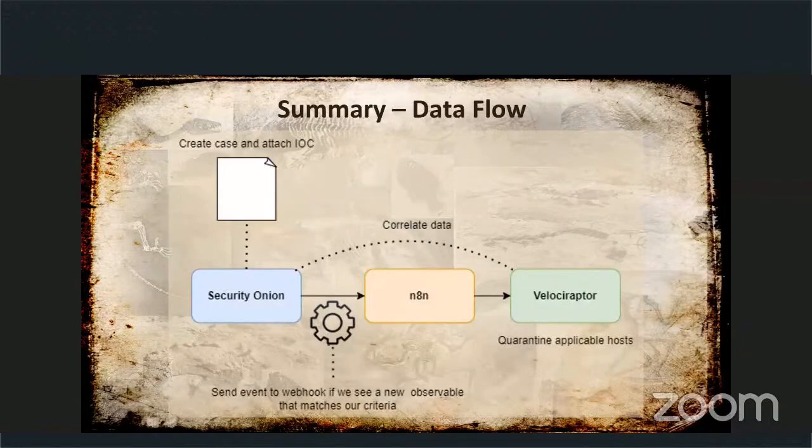Yes, I do. So here's the summary, again just a summary of the data flow. In the example, we created that case and attached the IOC. Then ElastAlert, along with Security Onion, was checking for those indicators or observables, and hands that off to n8n, which in turn hands it off to the correct Velociraptor hunt. Again, it's completely automatable from the Velociraptor perspective, but hopefully this helps get you going in some direction with experimentation.